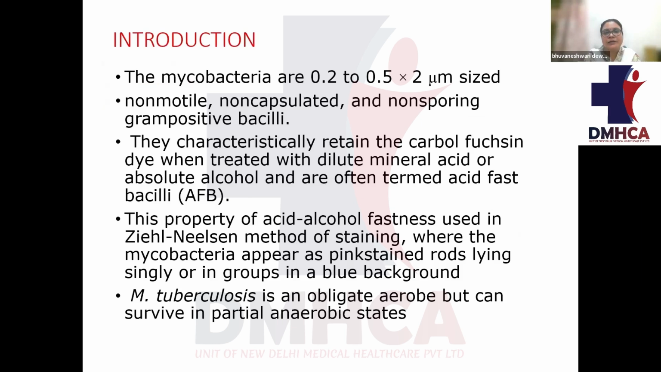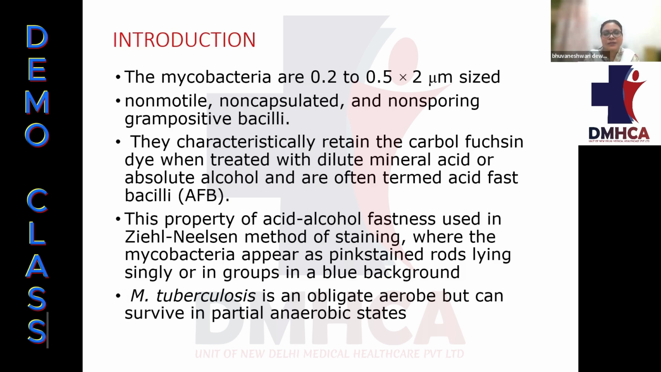The mycobacteria are 0.2 to 0.5 by 2 micrometer in size. They are non-motile, non-capsulated, non-spore forming, gram-positive bacilli. They characteristically retain carbol fuchsin dye when treated with dilute mineral acid or absolute alcohol. That's why they are termed acid-fast bacilli. This property of acid-alcohol fastness is used in the Ziehl-Neelsen method of staining, that is ZN staining, where the mycobacteria appear as pink stained rods lying singly or in groups in a blue background.